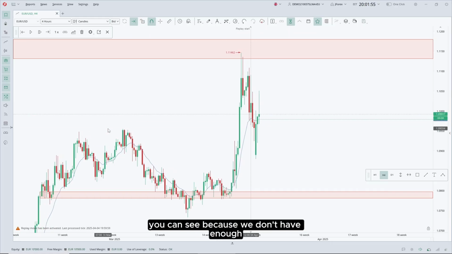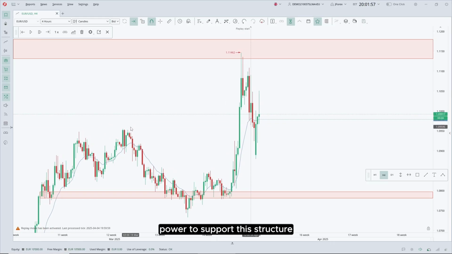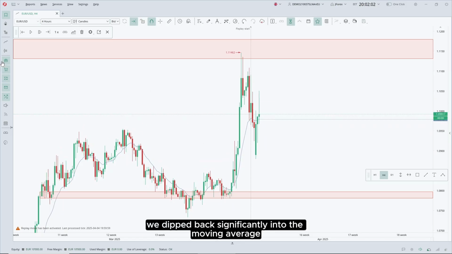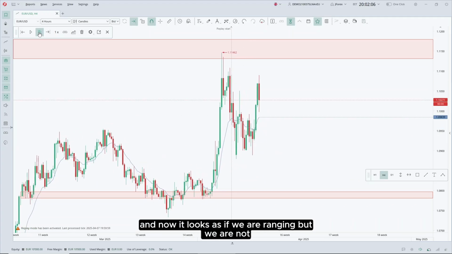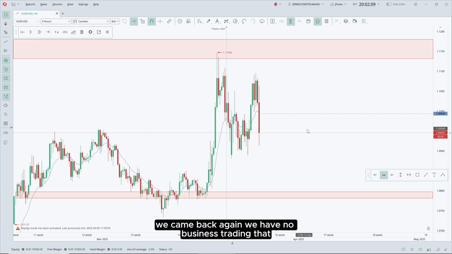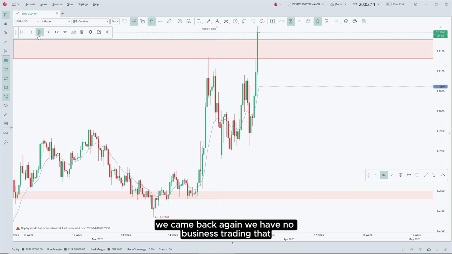And that is one more confluence that I'm going to explain in my next video. You can see, because we don't have enough power to support this structure right here, we dipped back significantly into the moving average, and now it looks as if we are ranging, but we're not. We came back again. We have no business trading that.